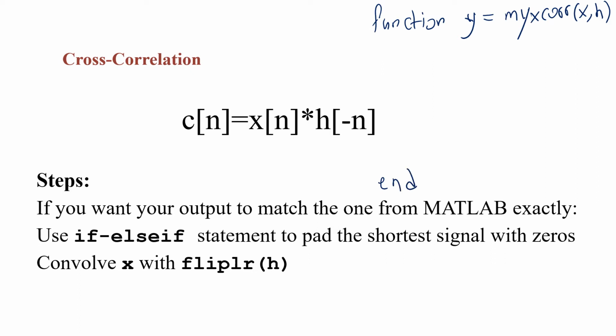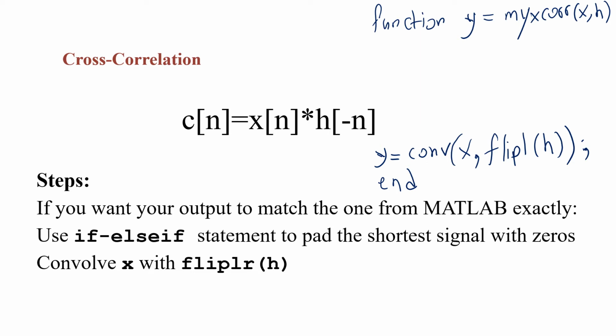We could define y as simply the convolution, or we could use mycon if we want to use our user-defined function, between x and the flipped version of h, flip LR h. We're going to close the bracket, put a semicolon so we don't display the result.